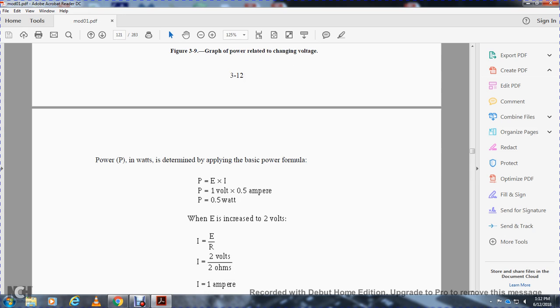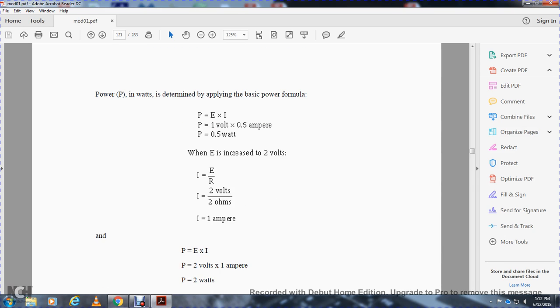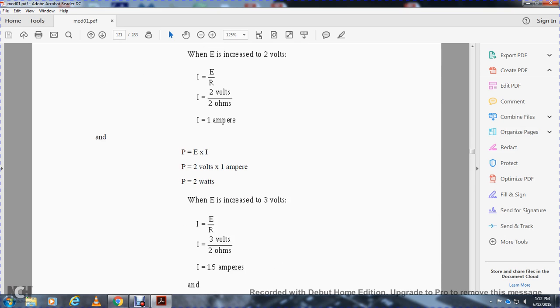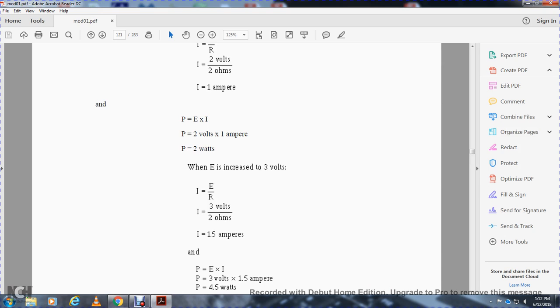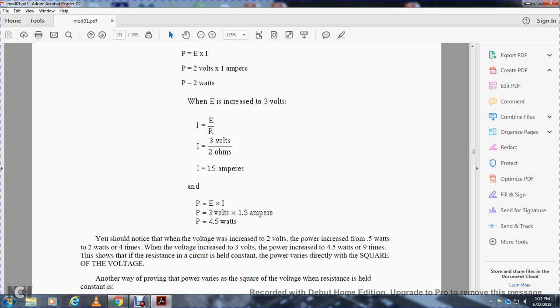When the voltage is increased to 2 volts, the current is the volts over the resistance, 2 over 2, which is 1 ampere. The power is equal to the volts times the amperes, which is 2 watts. This increases to 3 volts. The current is equal to 3 volts over the 2 ohms, 1.5 amperes. And also the power is equal to the 3 volts times the 1.5 amperes, which is equal to 4.5 watts.